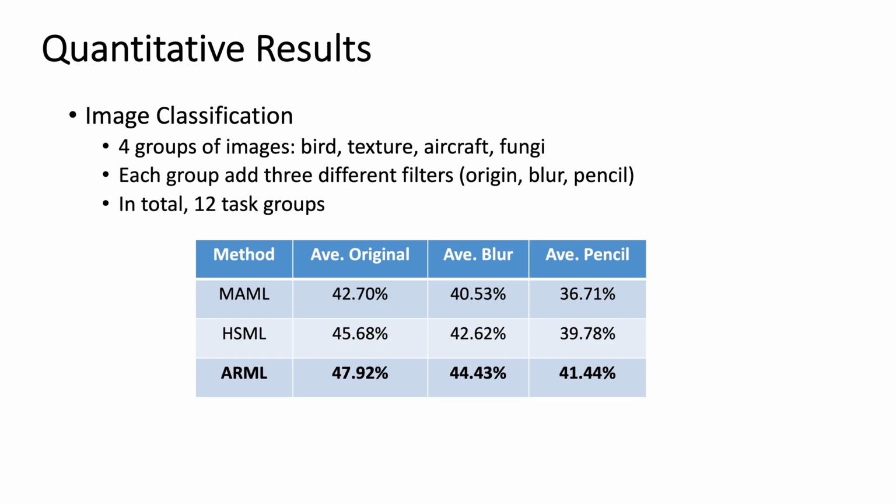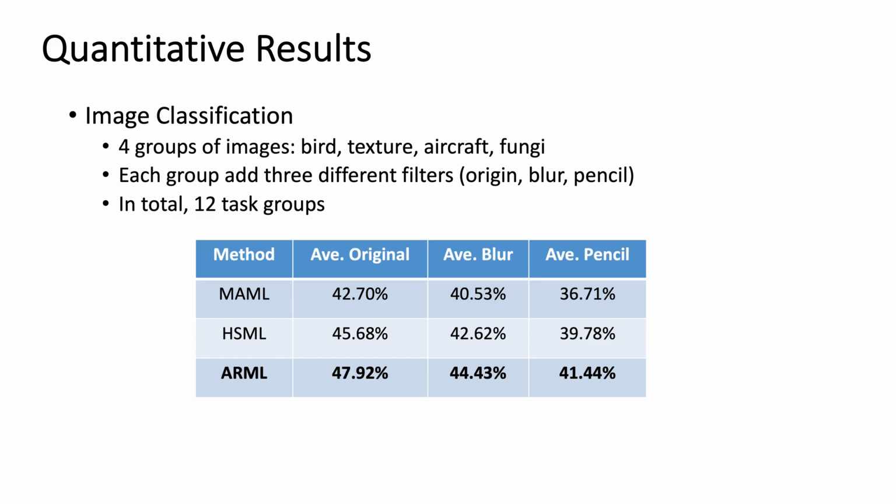Sure, in this part, we briefly show quantitative results in few-shot image classification. In few-shot image classification, we construct 4 groups of images, where each part can be regarded as mini-ImageNet or Omniglot for few-shot image classification. There are 4 groups: bird, texture, aircraft, and fungi. And for each group we add 3 different filters. So in total 12 task groups have been constructed, and we compare with the task-specific models HSML and ARML, compare with MAML, and also compare ARML with HSML. So we found that if we automatically construct the relational structure, it works very well, and it can cover most types of knowledge in this work.